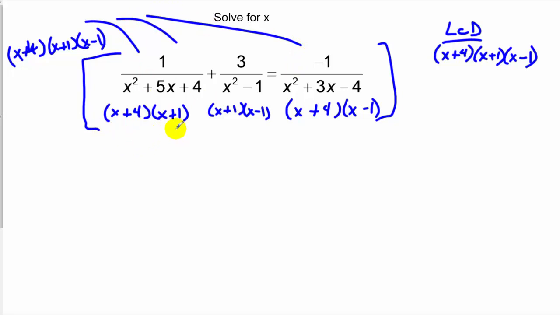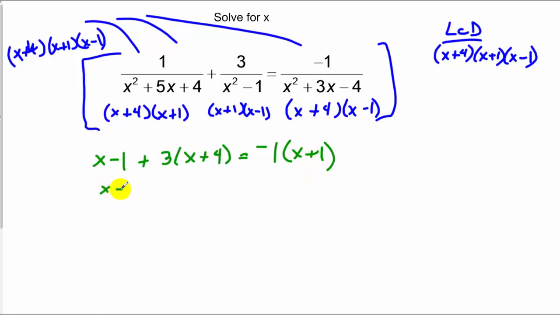Notice the x plus 4 and the x plus 1 reduce, leaving me with an x minus 1. I have the 3, but the x plus 1 and the x minus 1 reduce, so I'm left with a multiple of x plus 4 equals that negative 1 gets multiplied by x plus 4 and the x minus 1 reduced, so that's an x plus 1. I have x minus 1 plus 3x plus 12 equals negative x minus 1.